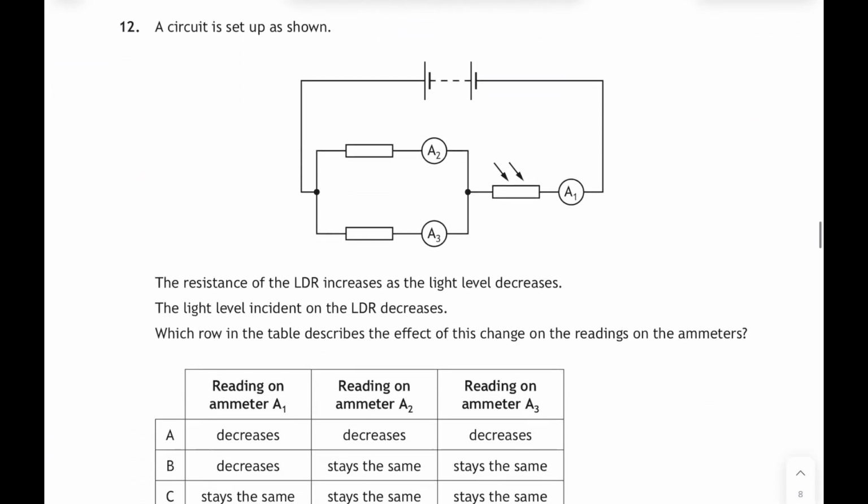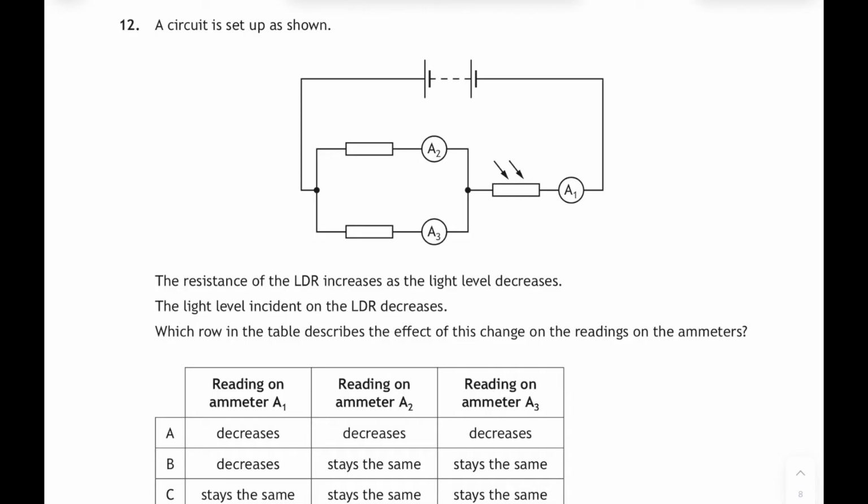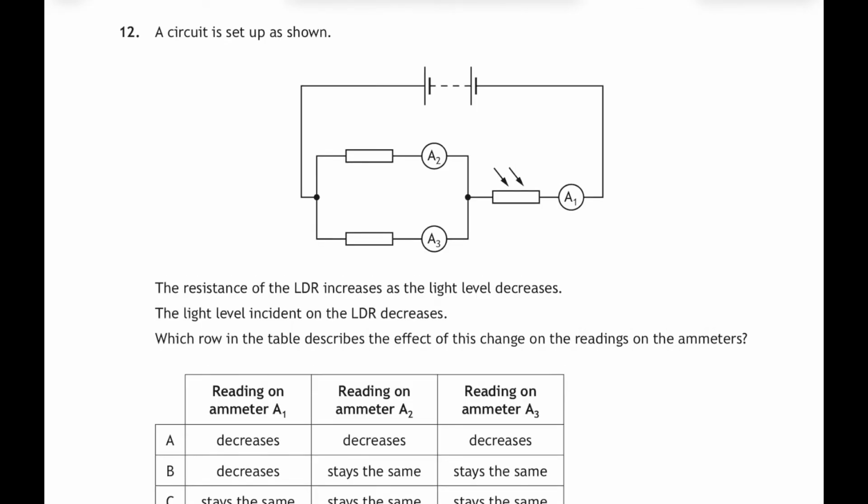Question 12. A circuit is set up as shown. It's a mixed series and parallel circuit with an LDR in it, and the resistance of the LDR increases as the light level decreases. You may have seen or heard the acronym LURD here for this sort of circuit, which stands for as the light level goes up, the resistance of the LDR goes down. But in this case, the light level is decreasing, and so the resistance of the LDR will go up. But Ludaroo doesn't have the same ring to it, I suppose.